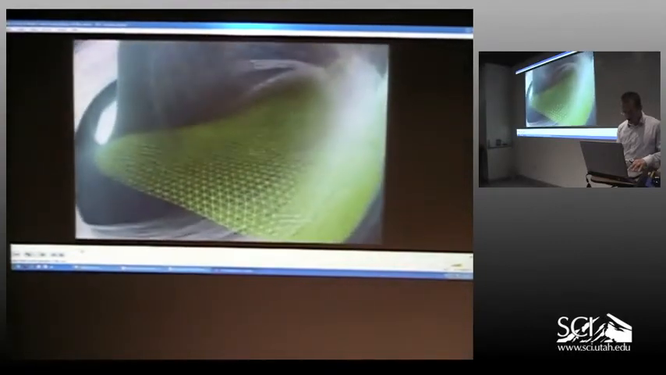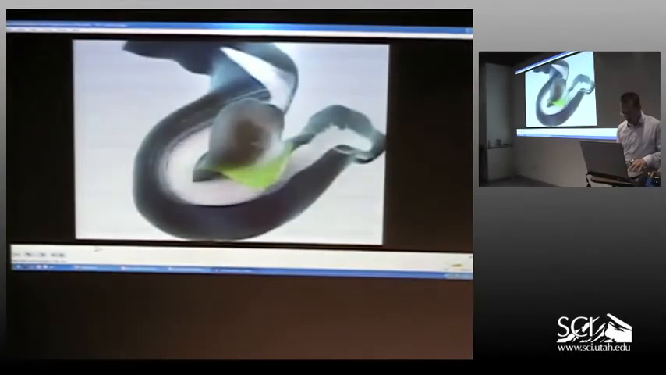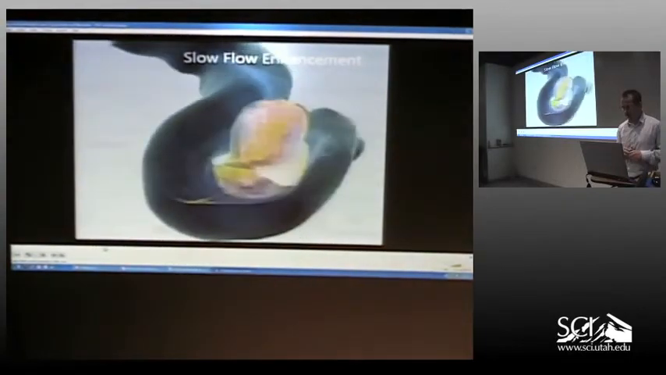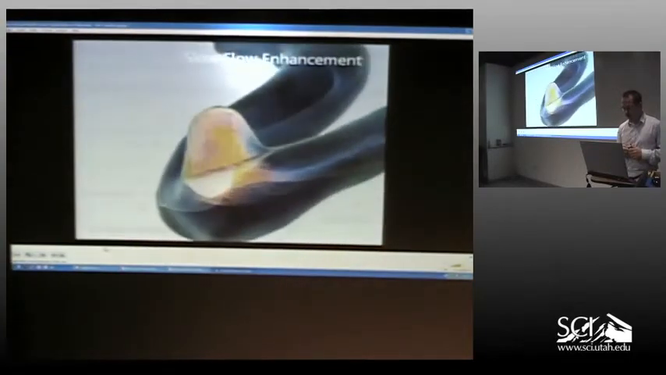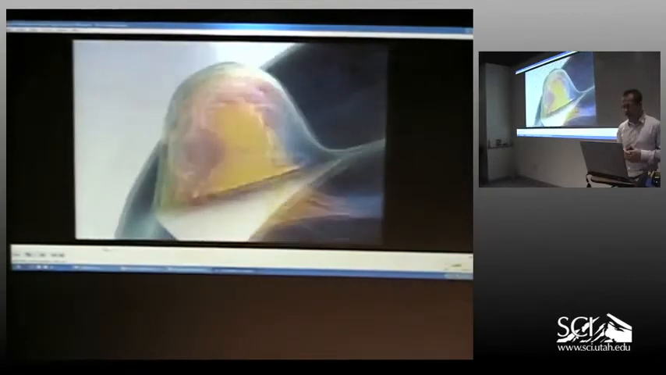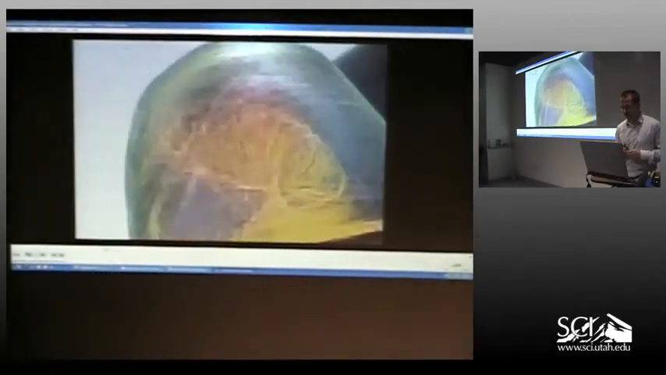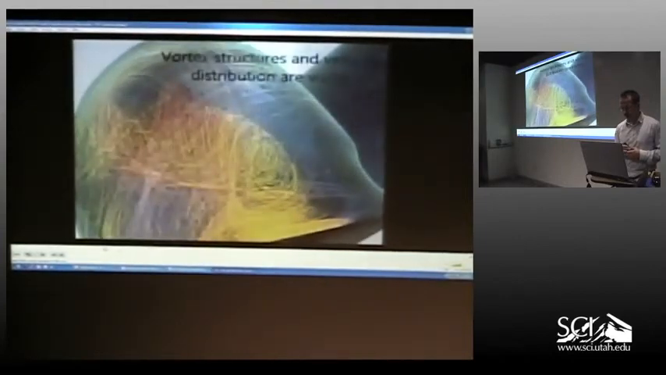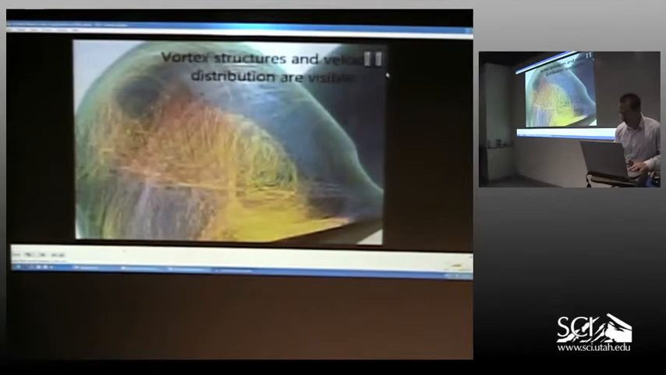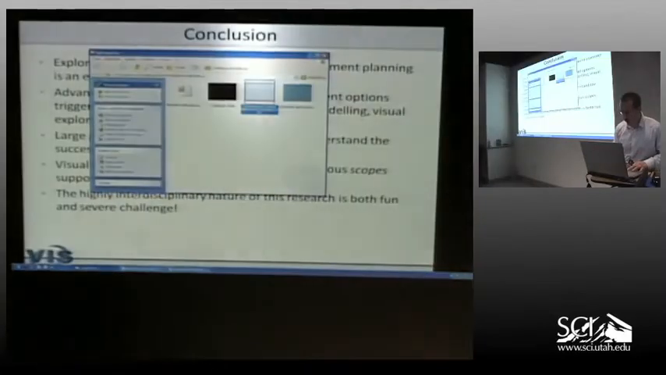I wanted to show this slow flow enhancement. Here it is. So here the slower flow is enhanced. That means this is primarily visible, and here's a lot of slow flow, so this is not a very good situation. So maybe that is sufficient to show this.